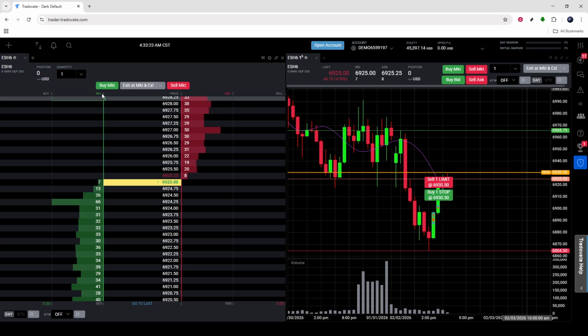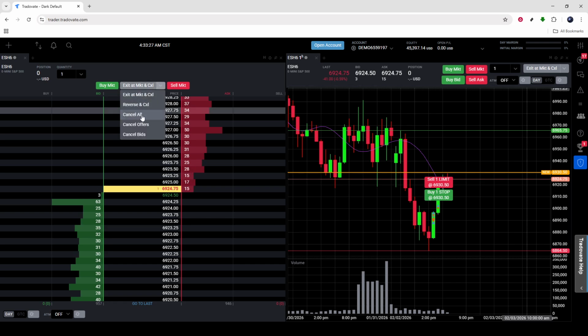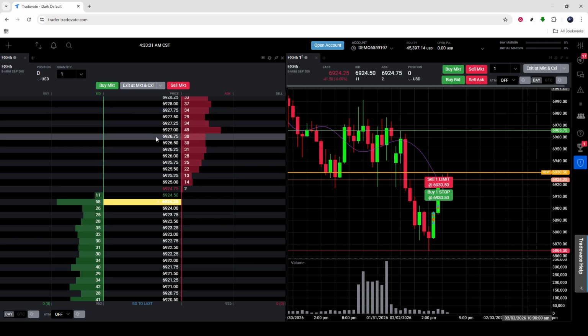Exit at MKT and CXL immediately sends a market order to exit your position and simultaneously cancels all pending orders linked to it, prioritizing speed when you need out now.